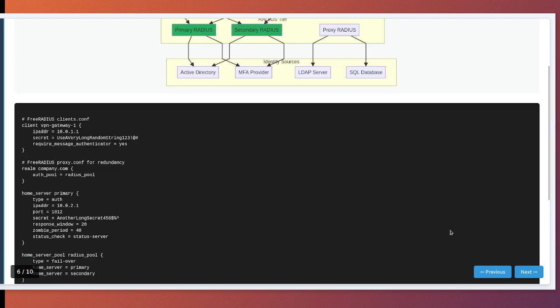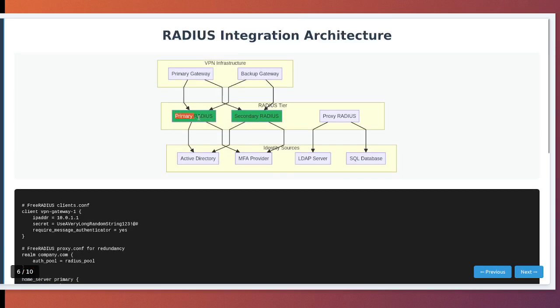I always deploy at least 2 RADIUS servers in different locations. Your VPN is only as reliable as your RADIUS infrastructure. Use RADIUS proxy functionality to create a hierarchy if you have multiple sites. And always use RADIUS over TLS, or RADSEC, if your equipment supports it. Traditional RADIUS uses MD5 for packet authentication, which is showing its age.